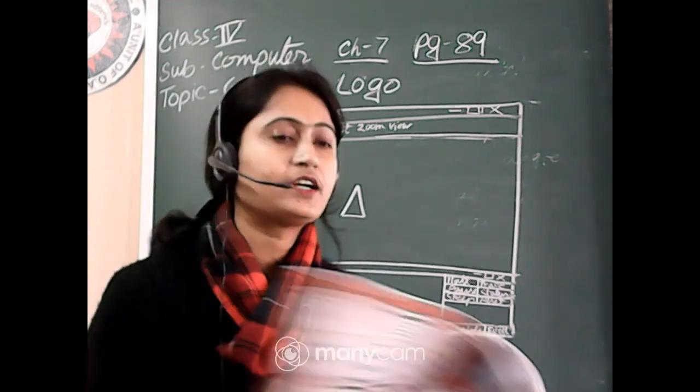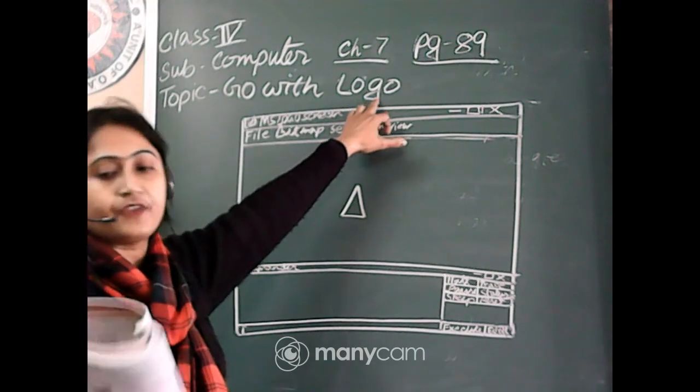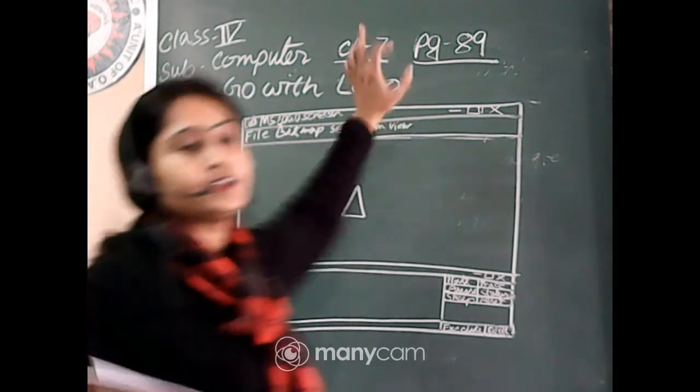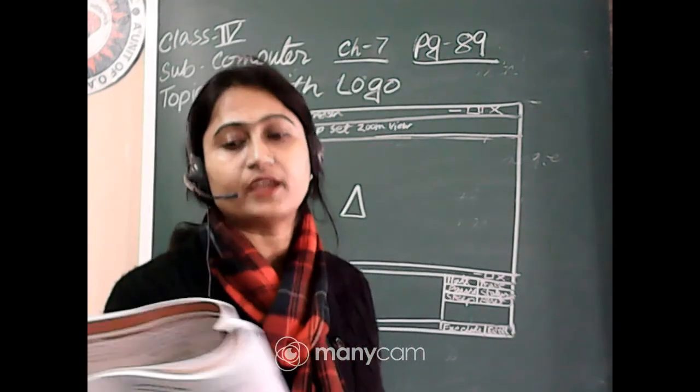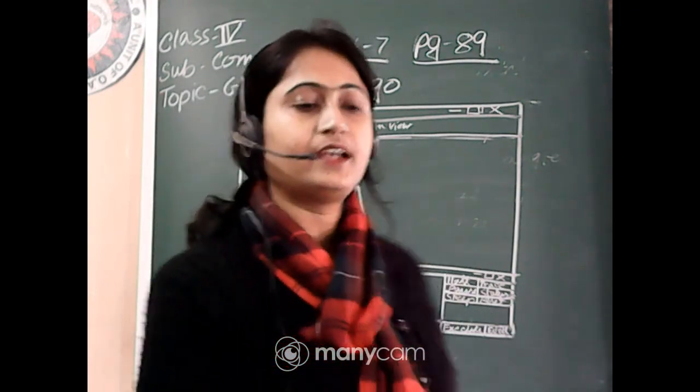L for Logic, O for Oriented, G for Graphic, O for Oriented. Logic Oriented, Graphic Oriented. Okay, so please take out your book, open page number 89 and follow me carefully.